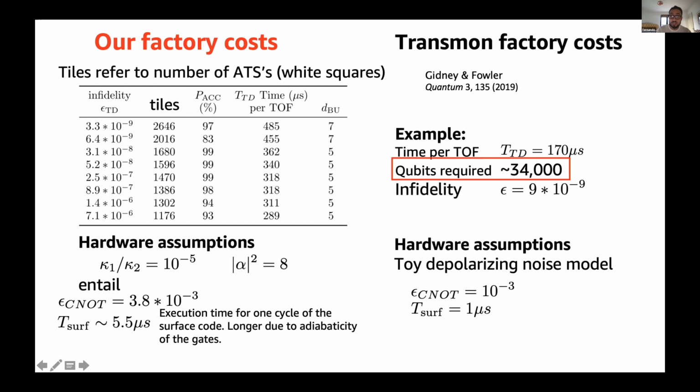We don't usually use repetition code because they're not enough. We have to correct some X errors, but we use what we call a thin surface code. So the surface code, asymmetric surface code. There is a catch, and the catch is that this scheme will work well only when kappa 1 over kappa 2 is very small, like 10 to the minus 5.